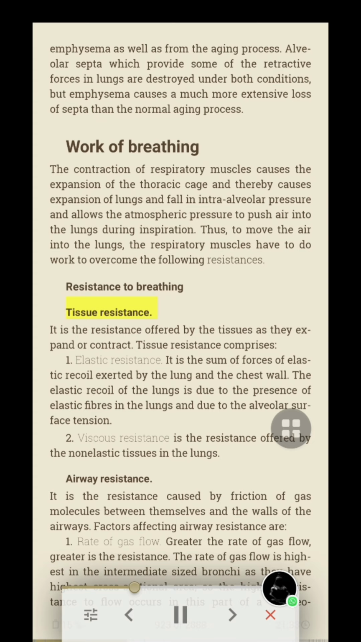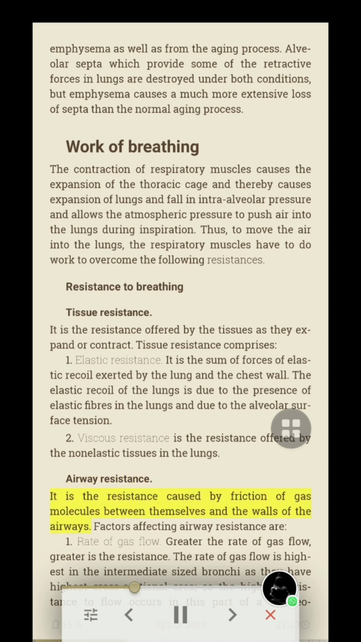Resistance to breathing. Tissue resistance. It is the resistance offered by the tissues as they expand or contract. Tissue resistance comprises: 1. Elastic resistance. It is the sum of forces of elastic recoil exerted by the lung and the chest wall. The elastic recoil of the lungs is due to the presence of elastic fibers in the lungs and due to the alveolar surface tension. 2. Viscous resistance is the resistance offered by the non-elastic tissues in the lungs.